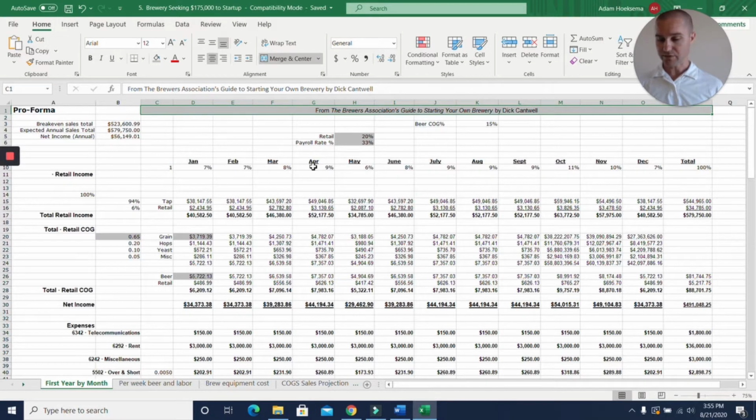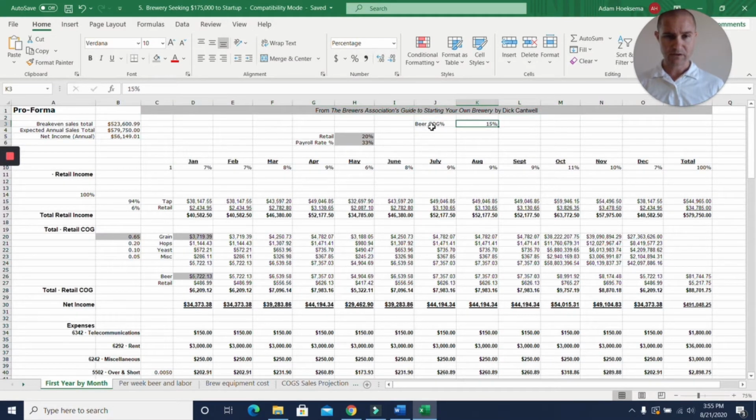So, a couple things that I noticed here. These ratios here: beer cost of goods sold percentage, 15%, retail, 20%, payroll rate 33%. I don't exactly know what these are. They're kind of disorganized. And one thing throughout the model is that I don't know what numbers I can change or should change. I don't really know what are assumptions versus calculated numbers.